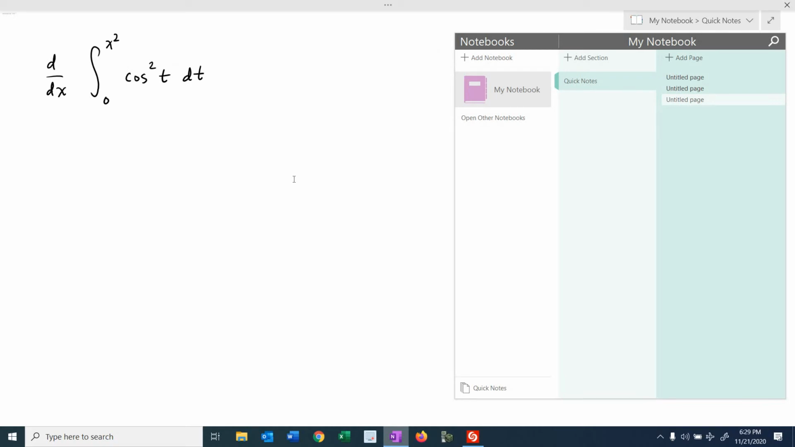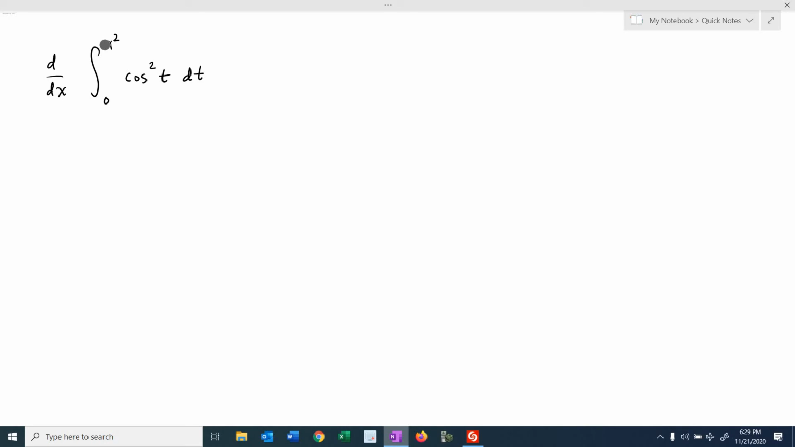Okay, let's find the derivative of this definite integral. Notice technically we can't apply the fundamental theorem of calculus to this, because this is not really the way we write an area function. So in order to use the fundamental theorem of calculus, this definite integral must be an area function.